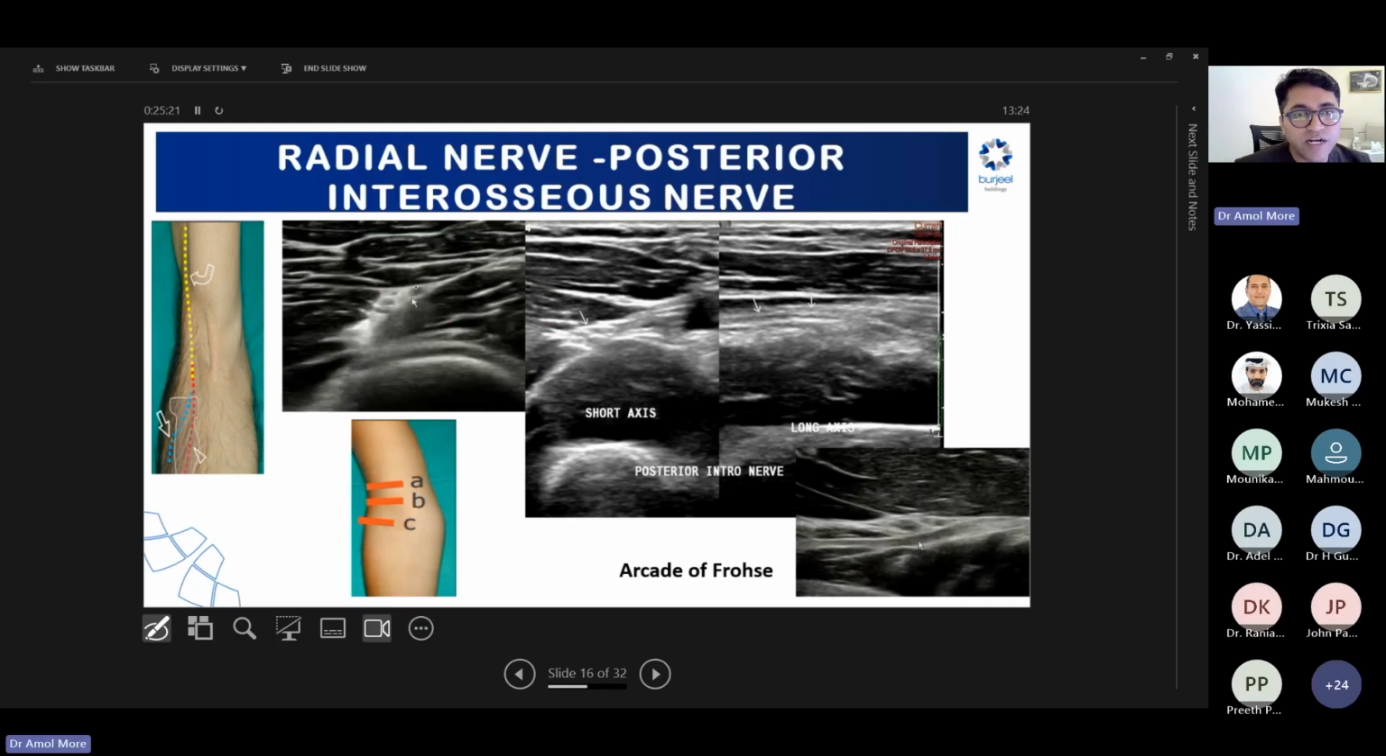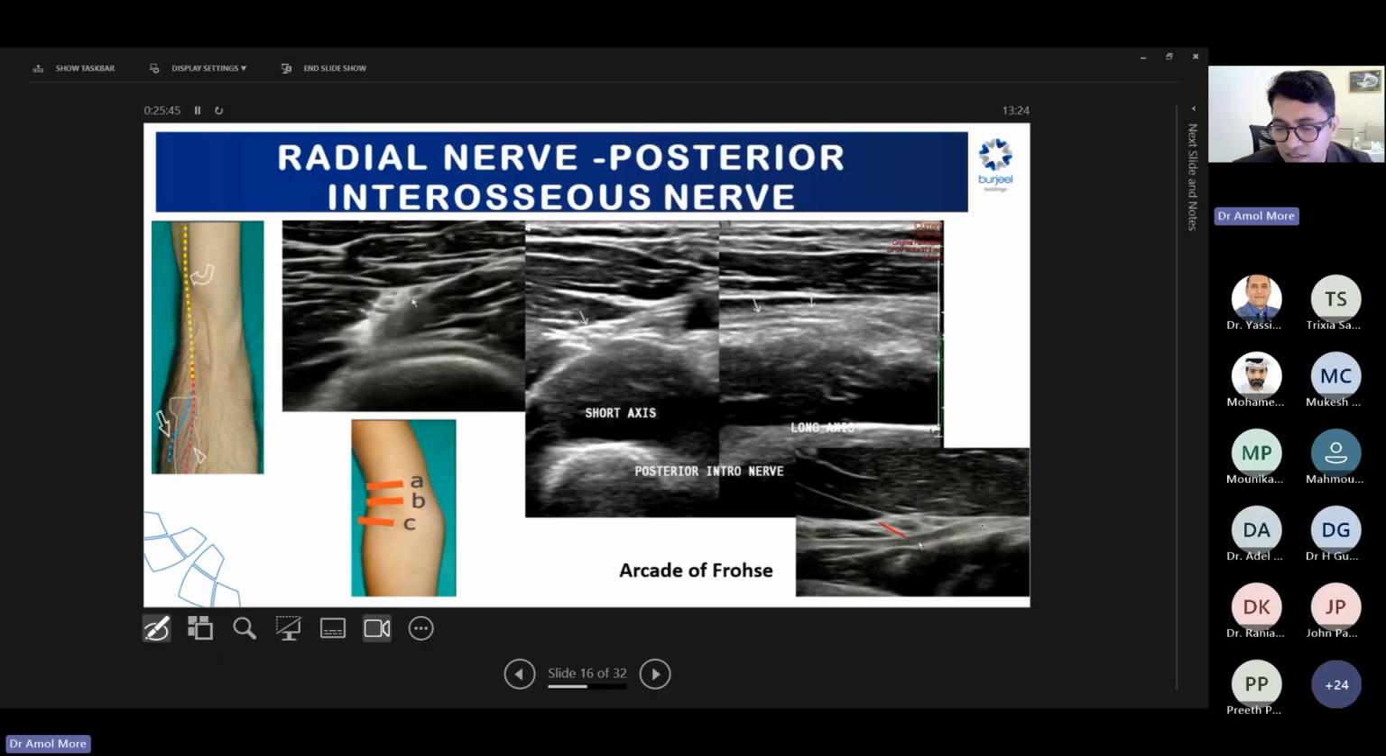So when this radial nerve gets divided in two parts, the deeper part, in short axis, we will be seeing the posterior interosseous nerve with a nice honeycomb-like pattern. And once we turn our probe to the longitudinal plane, it will be seen like this. So I will just show you here.